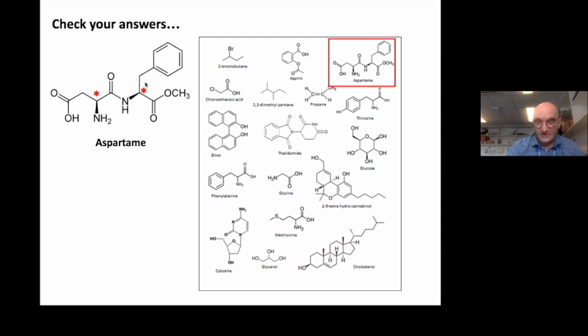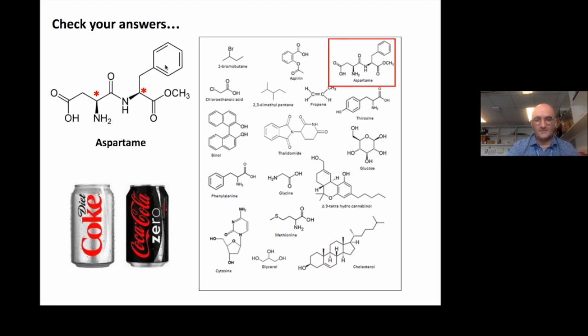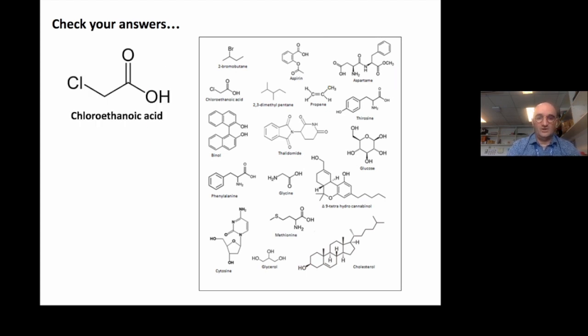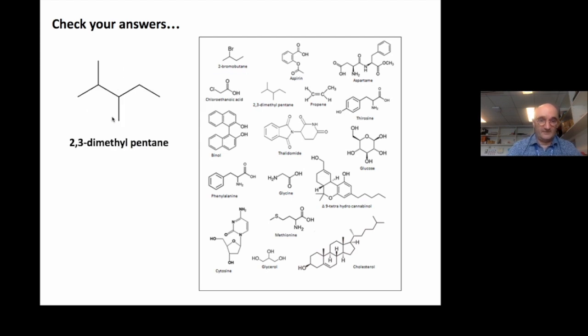Can't be here because it's CH2 and all this double bonded stuff. Just forget it. It's never going to be chiral. And there is some artificially sweetened Coke. Chloroethanoic acid. Double bond, forget it. 2 hydrogens, forget it. No chiral carbon atoms. 2,3-dimethyl pentane. 2 H's, no.